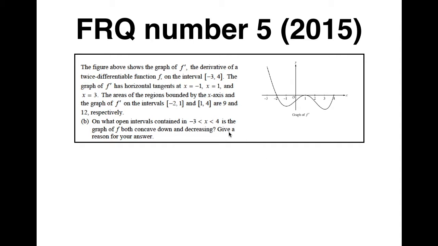So there's two things. f is concave down and f is decreasing. f is concave down, we know when f double prime is negative. How are we going to see that on the graph of f prime, though? We have to think in terms of this being the first derivative graph here. So if this graph is decreasing, that'll be f double prime is negative.